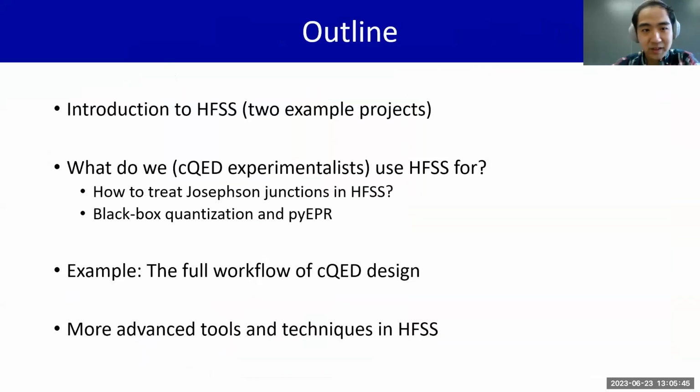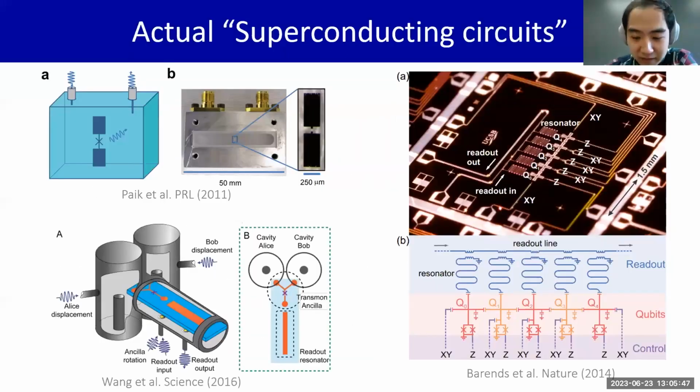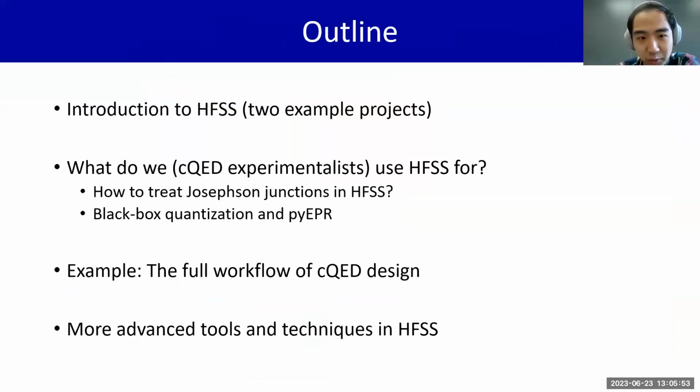So how do we go from the actual layout of the device to a Hamiltonian? We do it by full electromagnetic analysis, which we do with a software called HFSS. That is going to be the main part of today's talk.